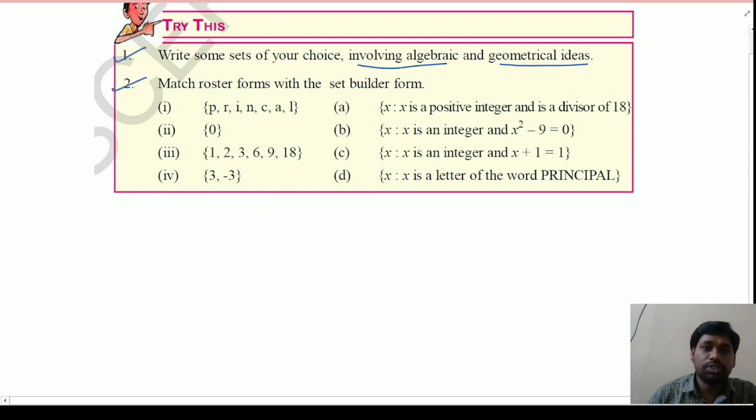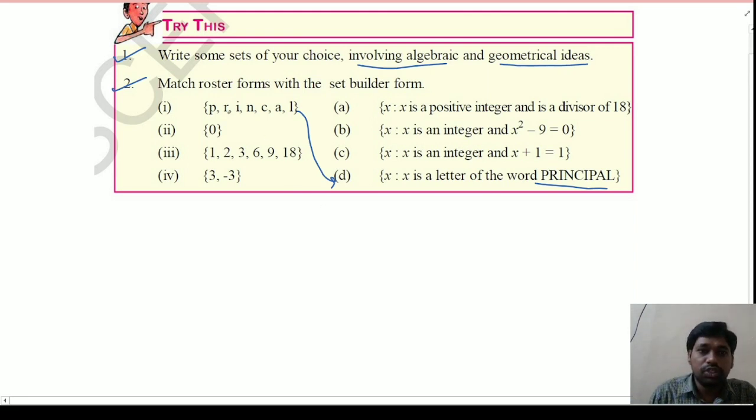Okay, next question, match the following. In the match the following, on one side there is the roster form, on the other side there is the set builder form. We have to combine them. So you can see the word description of a principle is there. So these words will be in this set builder form. This is next.